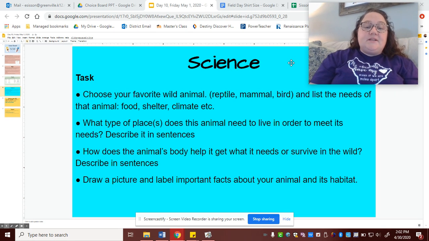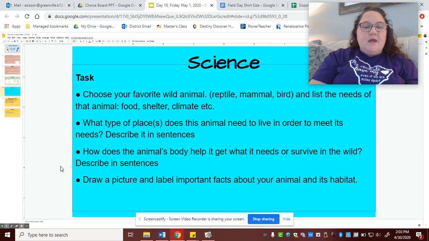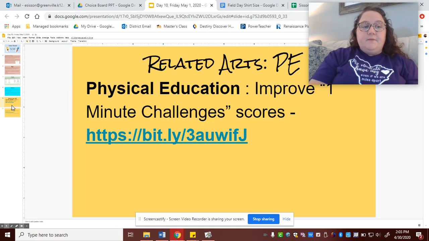Then you're going to draw a picture and label important facts about your animal and its habitat. So you're just drawing a picture of it, labeling a couple of things, and telling me about its habitat. This one might take you a little bit longer today, but it should be all pretty fun. I also suggest, if you're having a hard time drawing a picture of your animal, maybe look and see if it's on Art Hub for Kids on YouTube.